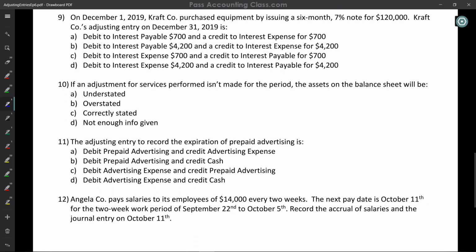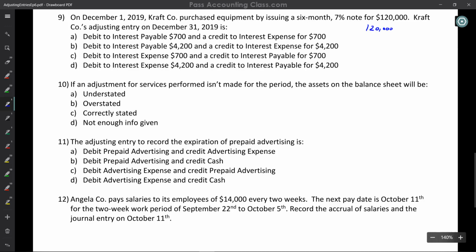For question 9, it says, on December 1st, 2019, Craftco purchased equipment by issuing a 6-month 7% note for $120,000. Craftco's adjusting entry on December 31st, 2019 is: debit to interest payable $700 and a credit to interest expense for $700, debit to interest payable $4,200 and a credit to interest expense for $4,200, debit to interest expense $700 and a credit to interest payable for $700, or debit to interest expense $4,200 and a credit to interest payable $4,200. So I'm going to take the note amount, that's the $120,000.